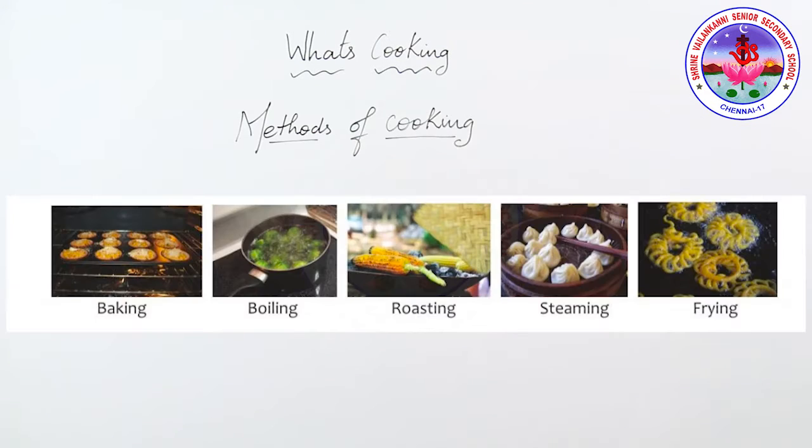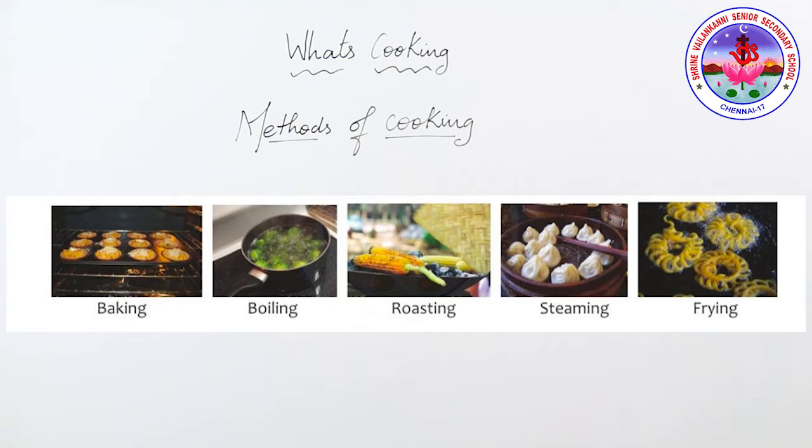What are the things we can eat raw? Raw means without cooking. Some things can be eaten raw. All fruits can be eaten raw, and some vegetables can also be eaten raw, but most vegetables have to be cooked before eating.